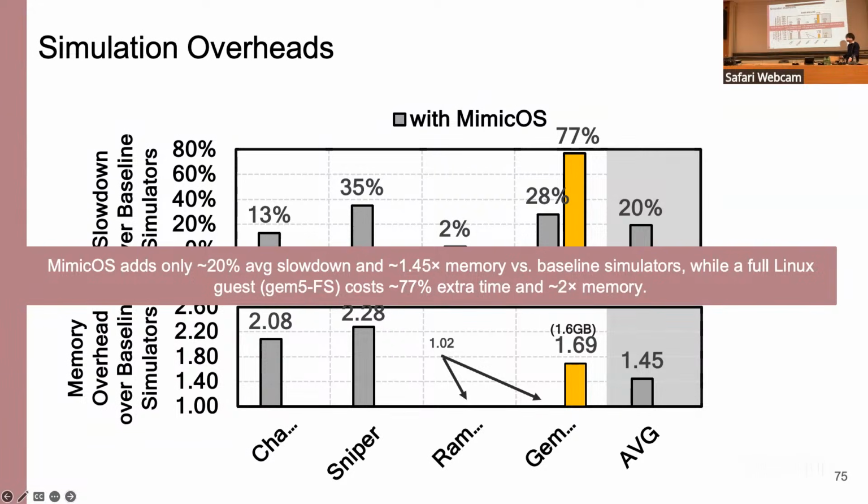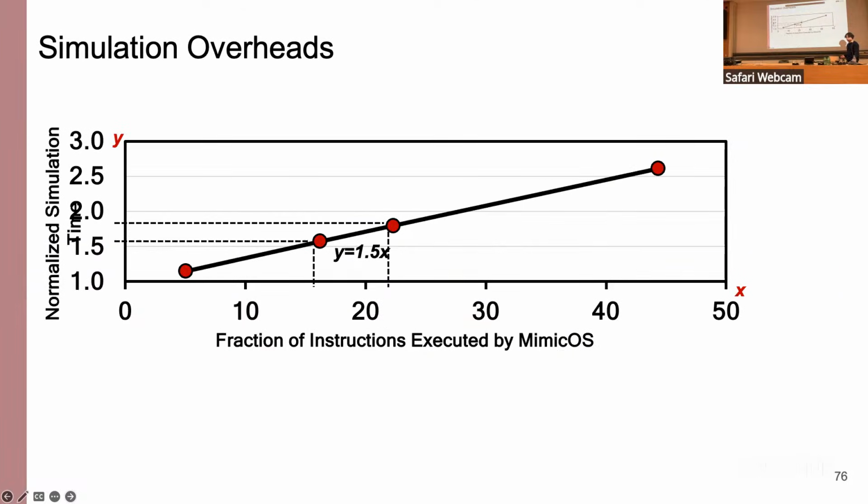And looking at the memory usage, MimicOS adds 1.45 times average memory consumption across simulators, while the Gem5 full system uses around 2 times memory compared to Sniper plus MimicOS. And yeah, they show a strong linear relationship between the fraction of instructions executed in MimicOS and the simulation slowdown, which is intuitive, right? So more operating system work leads to more simulated instructions.